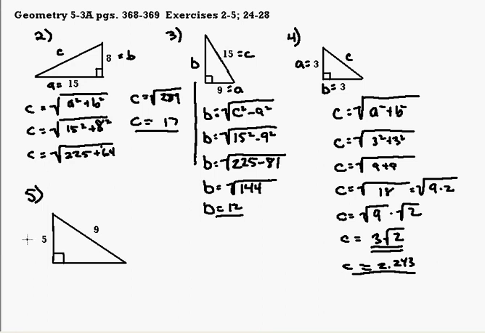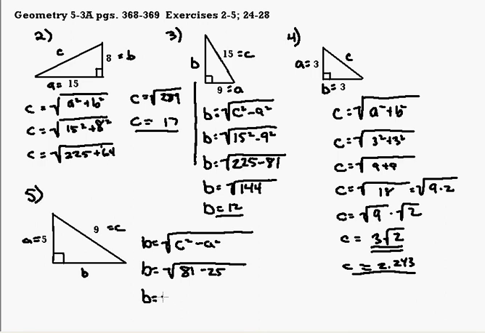Okay? On number 5. Here I've got, we're going to let this be A. B is missing, and this is C. So we have B is equal to the square root of C squared minus A squared. B is equal, let's see, 9 squared is 81. So I have 81. A squared is 25, so 25. So B is equal to, if I subtract 25 from 81, I get 56.